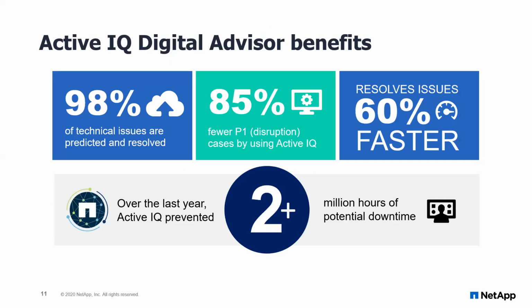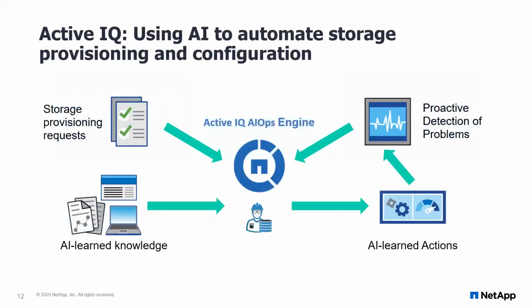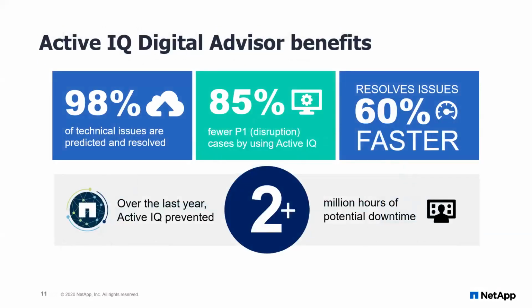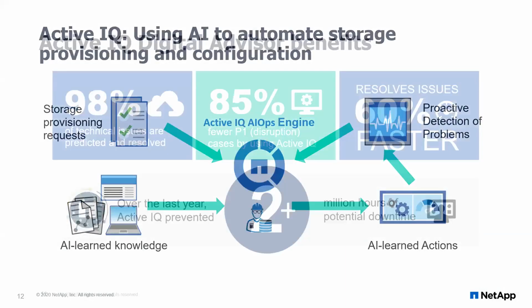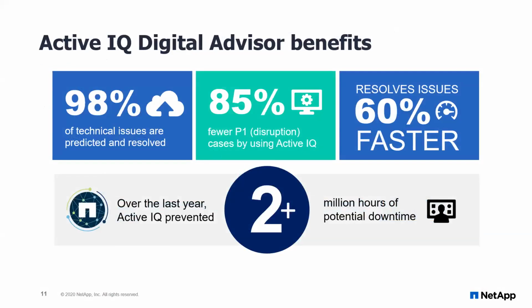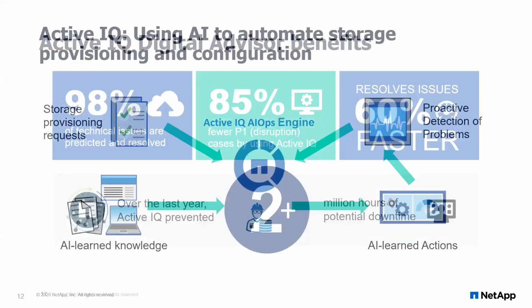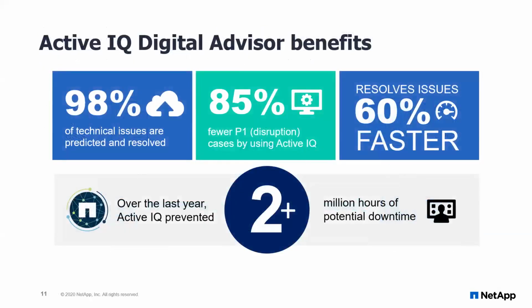So you might wonder, what's the point of ActiveIQ? We have looked at data over many years, and we found that the customers that use ActiveIQ have far fewer P1 cases, far fewer disruptions. In fact, ActiveIQ has saved more than 2 million hours of potential downtime over the year across all our storage systems. So it's pretty significant. Now, could we go to the next slide?